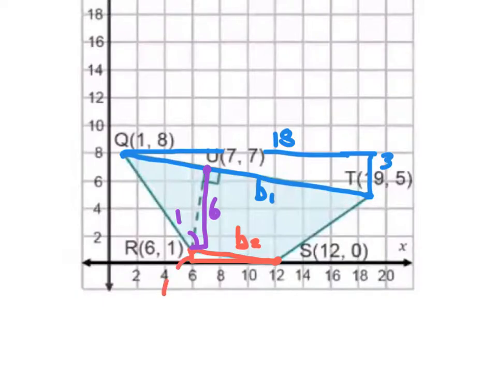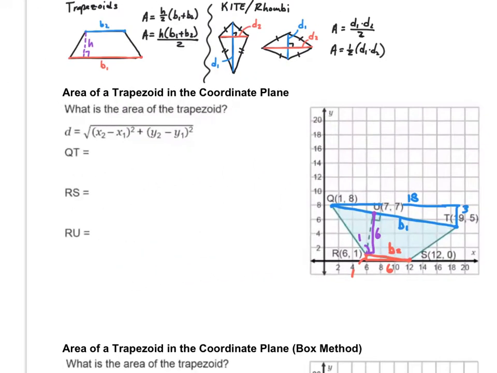And then the length from 6 to 12, which you can kind of see here, is going to be a length of 6. So what I know is that RS is actually congruent to RU. Because we have the same triangle, we have a 1 by 6 triangle. Let's take a look, let's just do QT first.